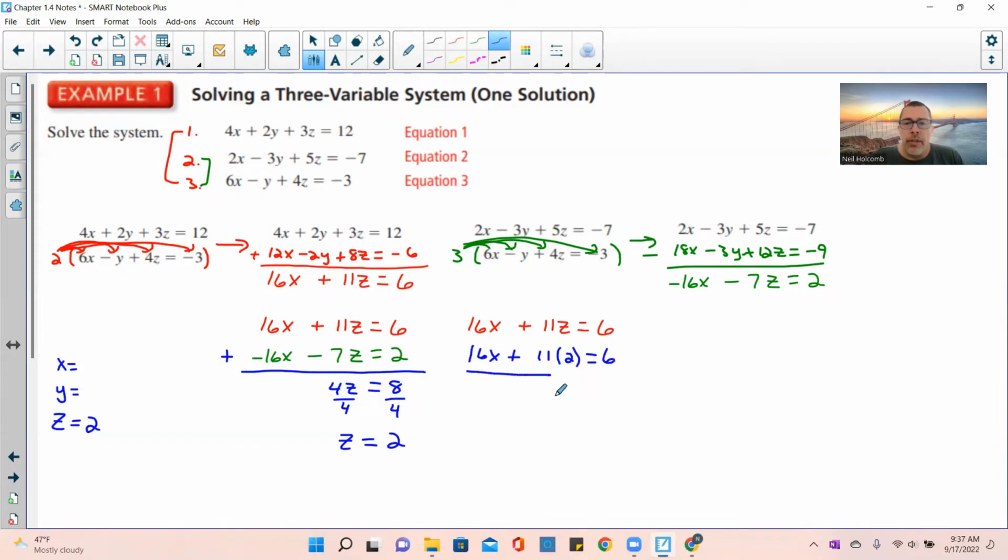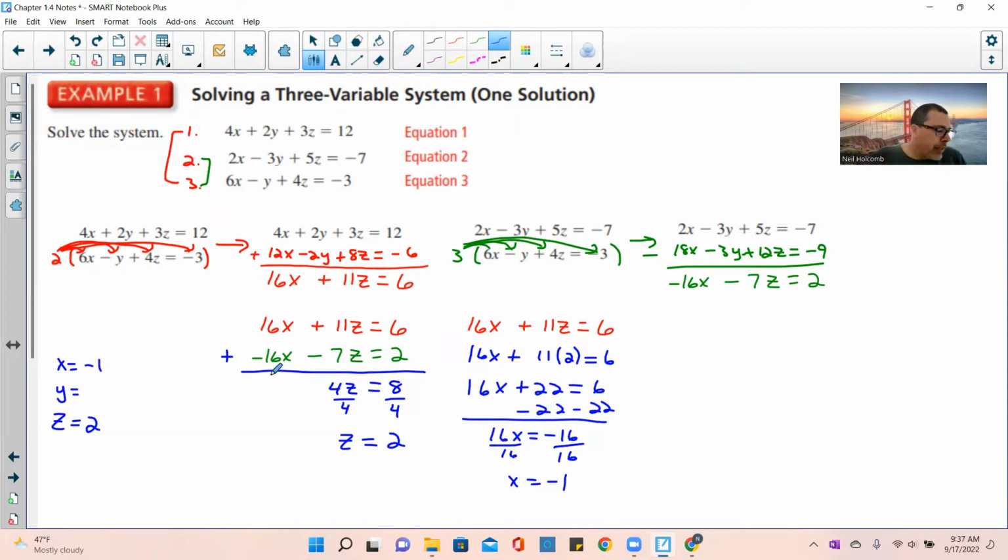So simplifying that, I get 16x plus 22 equals 6. Subtract 22 from both sides, and I'm going to get 16x equals -16. 6 minus 22 is negative 16. Divide by 16 on both sides. And I get x equals a negative divided by a positive is negative. 16 divided by 16 is 1. X is negative 1. Okay.